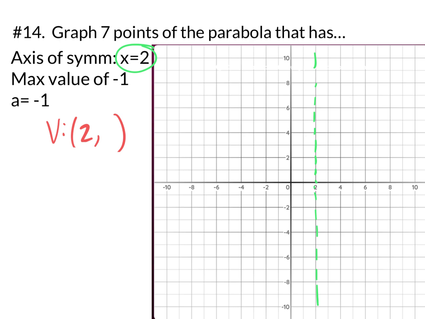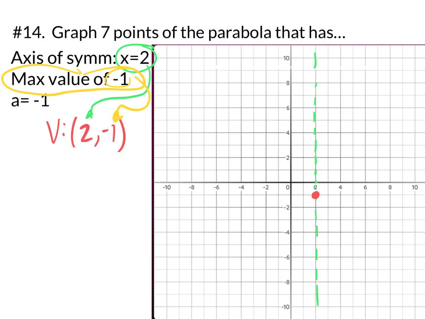And we know that the vertex is either the highest or the lowest value. So in this case, your vertex y value is -1. Okay, so -1 is right here. Does that make sense? I hope you understand that. The axis of symmetry indirectly gave us the x value of the vertex. The max value -1 gave you the y value of your vertex.